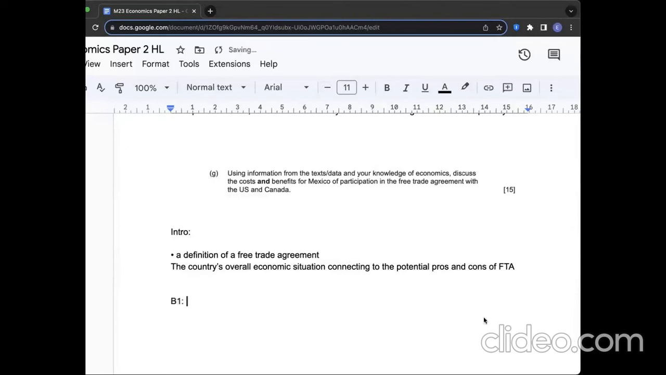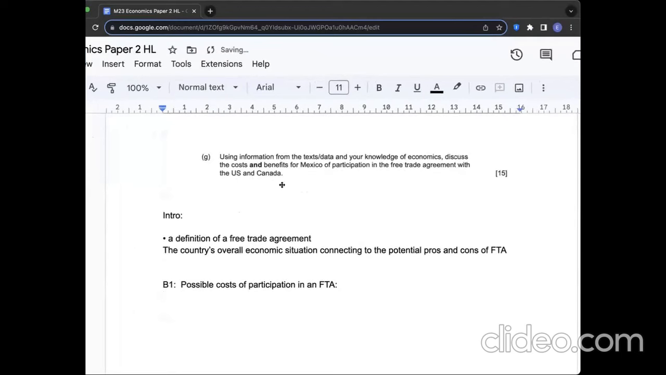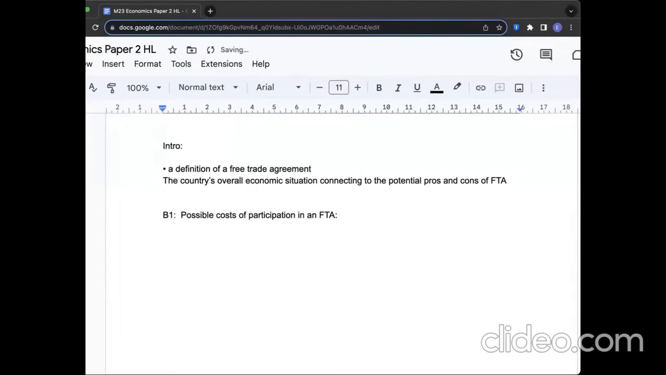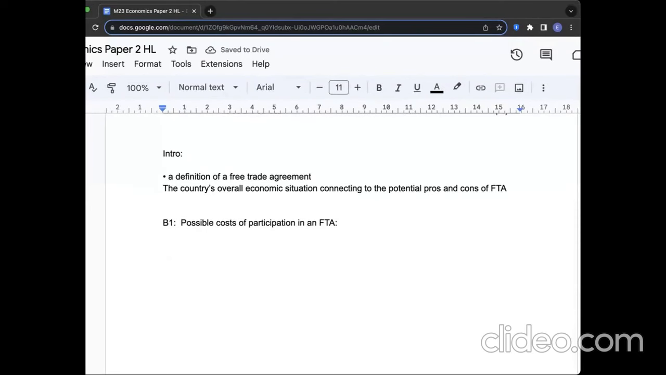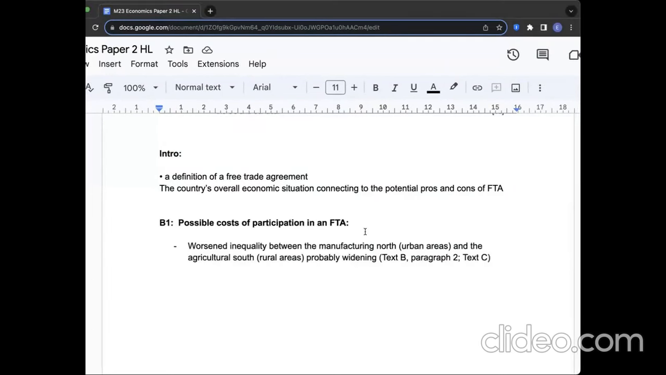In body one, I'm going to focus on possible costs first. By joining the FTA, what are some losing points that the country may experience? I'm going to bring in data from the given information in the text. What is worrying is the worsening inequality between the region focusing on the manufacturing industry and the one focusing on the agricultural industry. So if you join the FTA and focus more on the manufacturing sector, then inequality between two different regions can worsen, as I can find from the evidence in text B and text C.